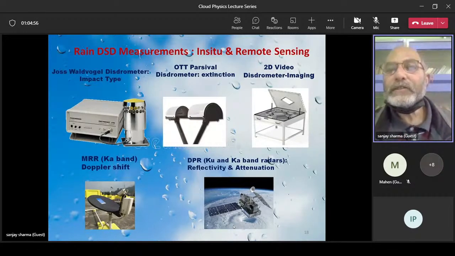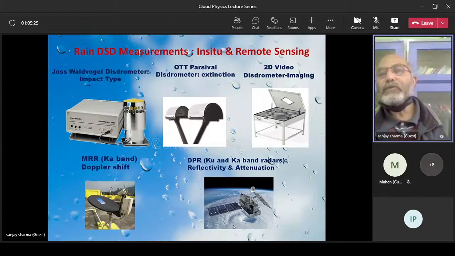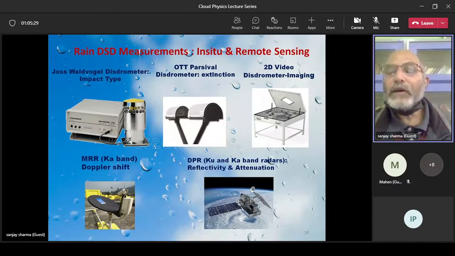Then a very advanced disdrometer is also available, which is based on the imaging technique. It is the 2D video disdrometer, two-dimensional video disdrometer. Here, images of falling raindrops are taken, and it provides many other parameters in addition to size and velocity. It provides one very important parameter, that is the shape. With the help of the two-dimensional video disdrometer, we can get the shape also, whether it is oblate or spherical. And once this shape information is there, we can calculate all the polarimetric variables from these measurements.